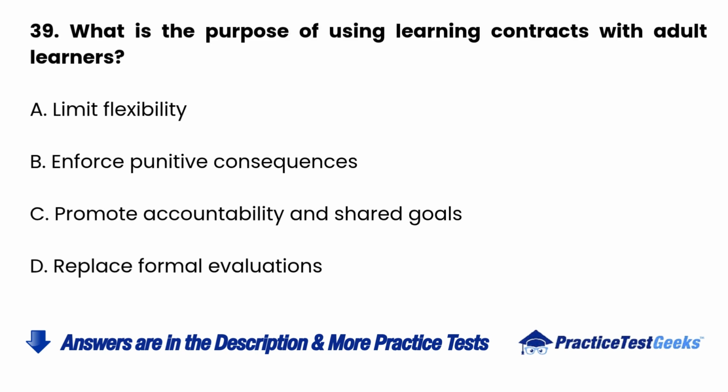39. What is the purpose of using learning contracts with adult learners? A. Limit flexibility. B. Enforce punitive consequences. C. Promote accountability and shared goals. D. Replace formal evaluations.